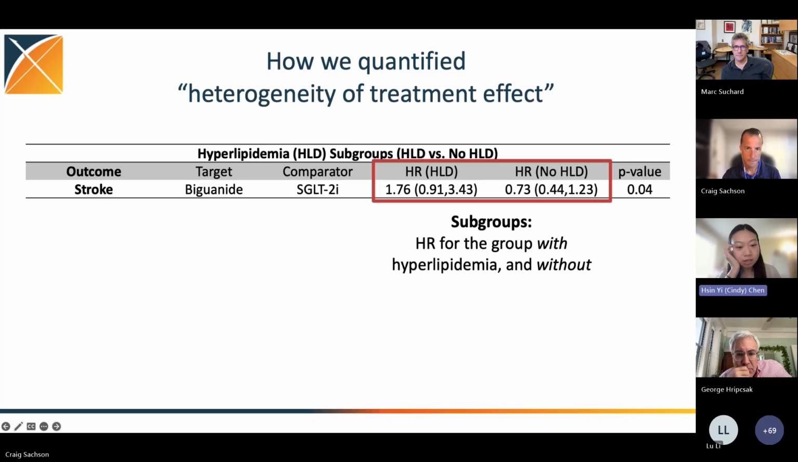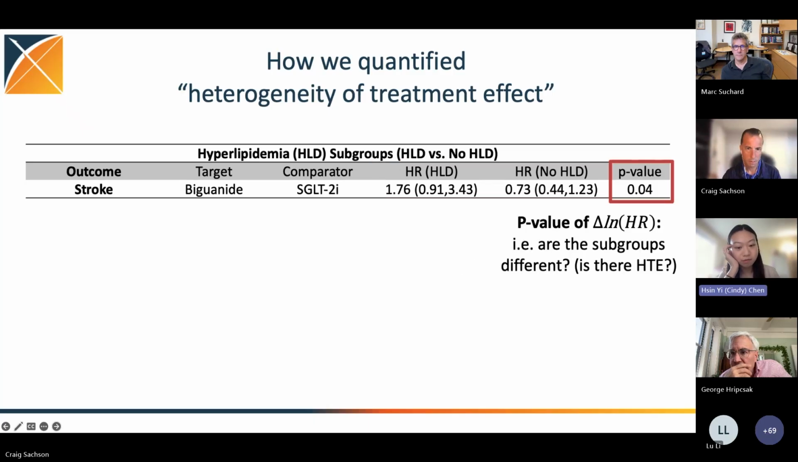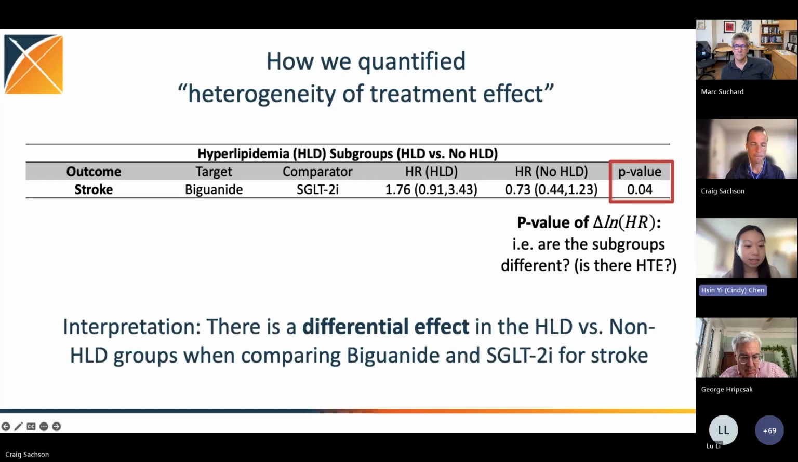As you can see here, we found the 2 hazard ratios corresponding to those subgroups, and those just compare the risks of biguanide versus SGLT2 inhibitors for the outcome of stroke. We took the log of those hazard ratios and we found the p-value. The interpretation is that, because the p-value is significant, there is a differential effect in the hyperlipidemia versus non-hyperlipidemia groups when comparing biguanide and SGLT2 inhibitors for stroke. So this is the type of analysis that we did to quantify whether or not there's a heterogeneity of treatment effect within the subgroup.